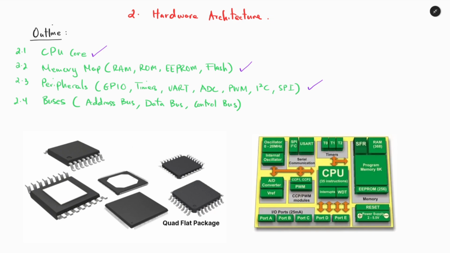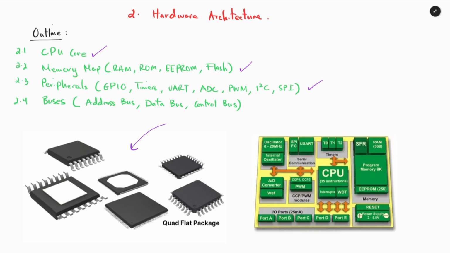And finally, we will look at the buses. When we talk about the buses, we are talking about the path in which information is transferred, such as the address bus, the data bus, and the control bus. And we will define each of these buses and their function in a microcontroller.